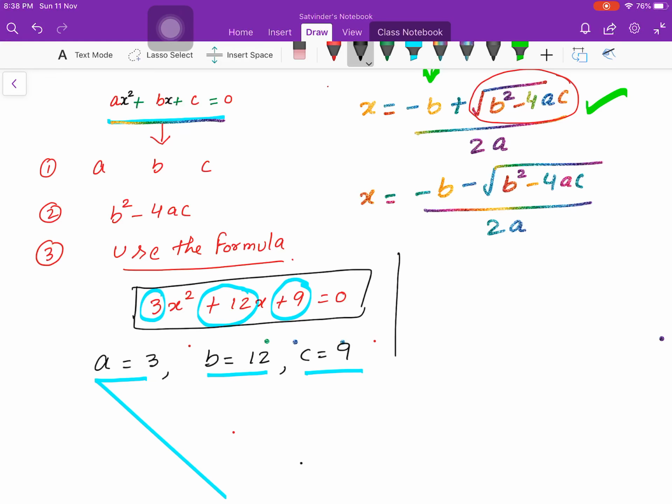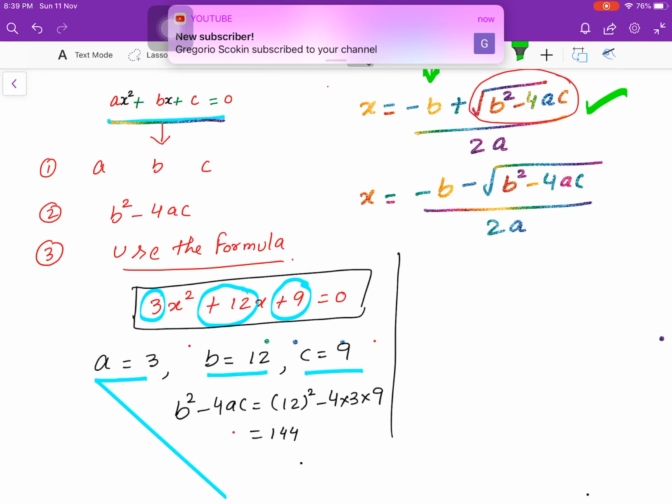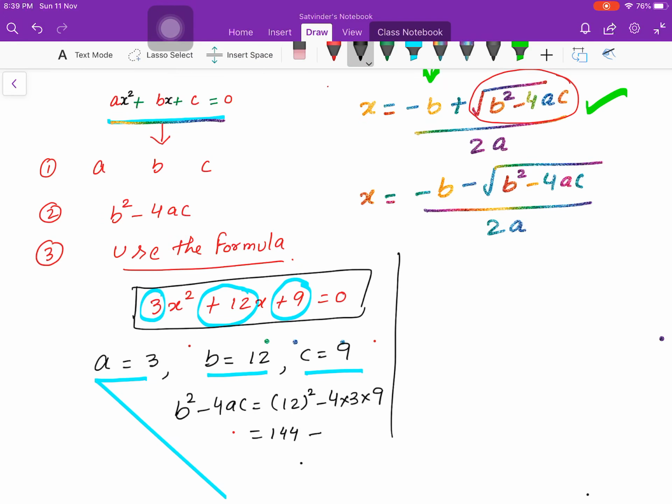As I told you, find out what b² minus 4ac is. Of course, you can use a calculator here. So b² is 12², minus 4 times a, which is 3, times c, which is 9. 12² means 12 times 12, which is 144, minus 4 times 3, which is 12, and 12 times 9 is 108. So 144 minus 108 is basically 36.